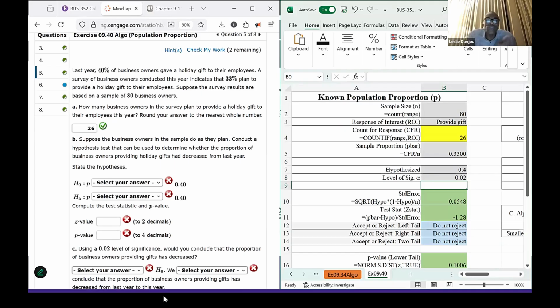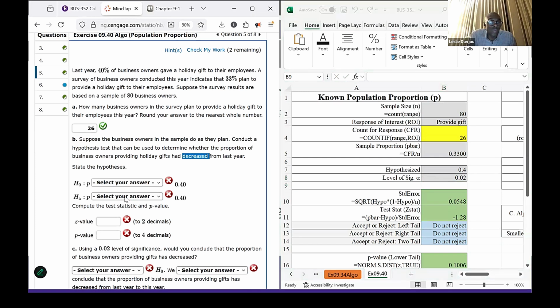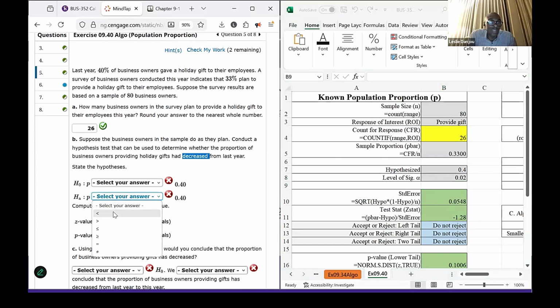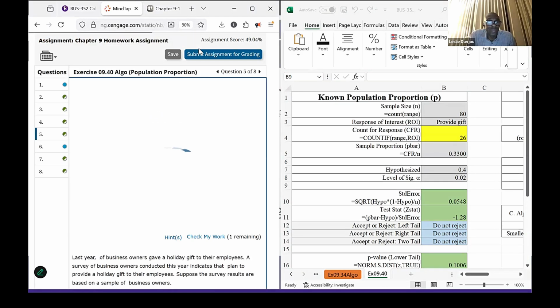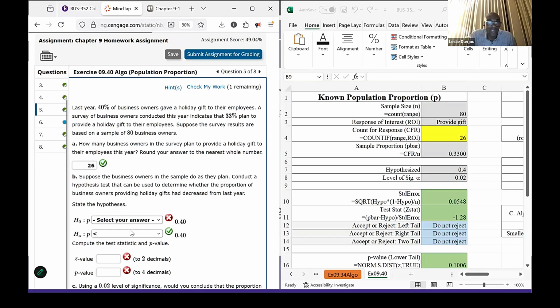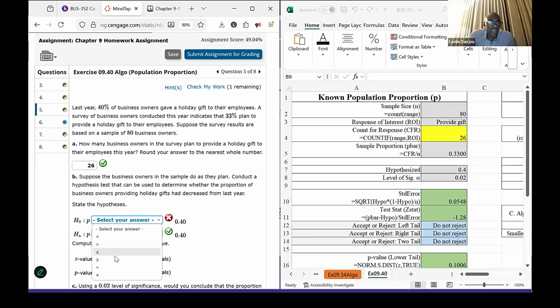The question then is it a right tail, left tail, or two-tailed test? So I'm looking on here. Do I see anything that says greater than? What I see is decreases. So in my alternative, I'm going to say less than. Check your work just to make sure. Yes. So the null is going to be the opposite, greater than or equal to.